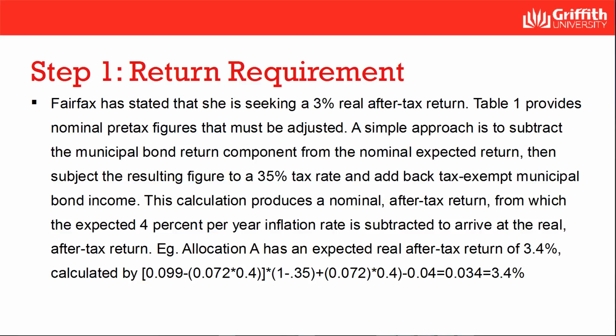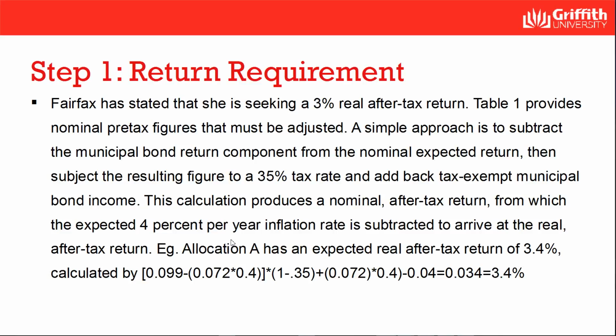Now there are 2 methods to adjusting these pre-tax figures. This is one. It's not the easiest one. The next one is the easiest one, but I'll go through this. A simple approach is to subtract the municipal bond return component from the nominal expected return, then subject the resulting figure to a 35% tax rate and add back tax-exempt municipal bond income. That calculation produces a nominal after-tax return from which the expected 4% per year inflation rate is subtracted to arrive at the real after-tax return.